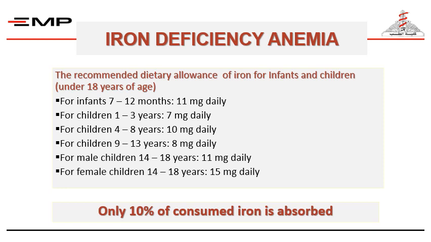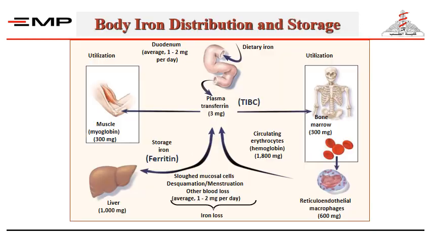We see from this slide that the requirements in infants are higher than later in life, and then they increase again during adolescence because of the increased requirements during the adolescent growth spurt. However, only 10% of the consumed iron is absorbed. This figure we are going to explain in the face-to-face session.